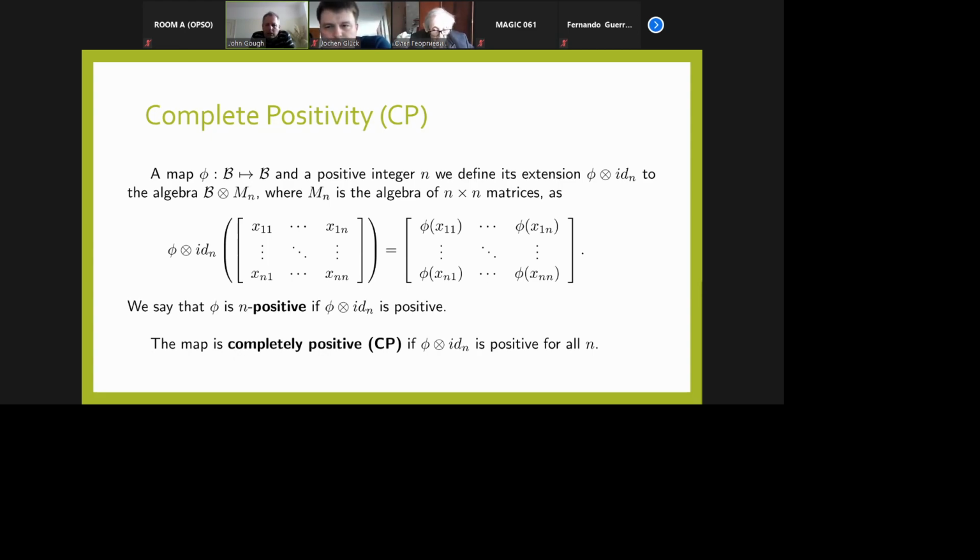So this is by now standard in quantum information theory, for instance. But really, this goes back to Kraus and has played quite an important role in quantum probability considerations for several decades now.